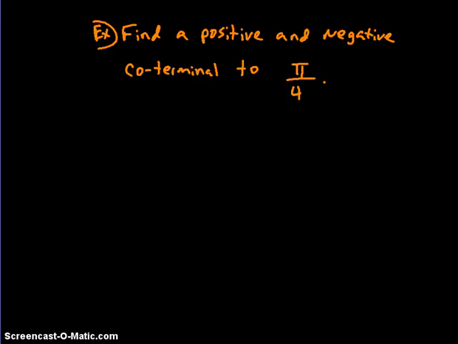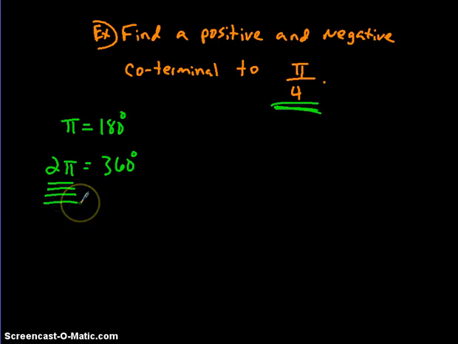So usually, a lot of times they give you these coterminal angles as degrees because you're more comfortable with degrees, you've seen it more. But sometimes they give it to you as radians. So in this example, they said find a positive and negative coterminal to pi over 4 radians. So basically if we already know from previous lessons that pi is equal to 180 degrees, well, 2 pi is equal to 360 degrees because it's just double that. So since that's the case, instead of adding 360 to it, because it's in radians, instead you add 2 pi to it over and over.